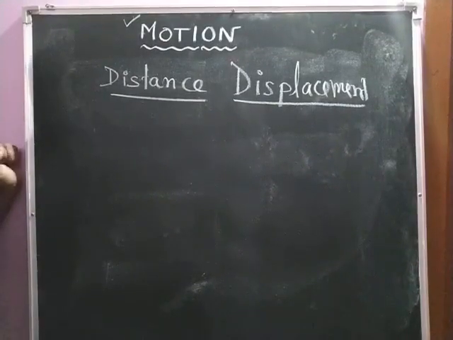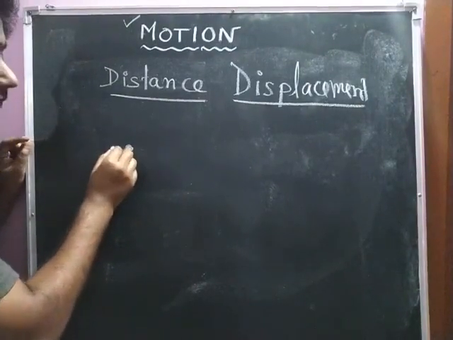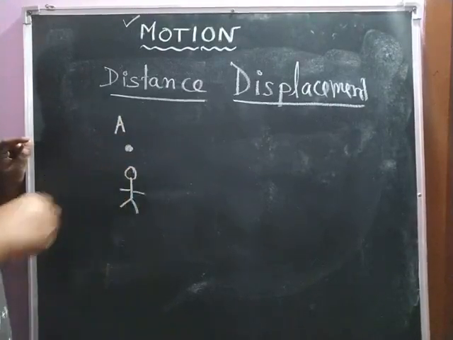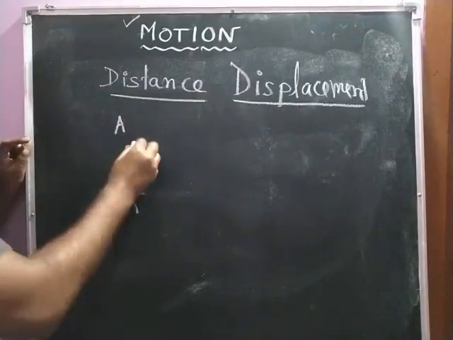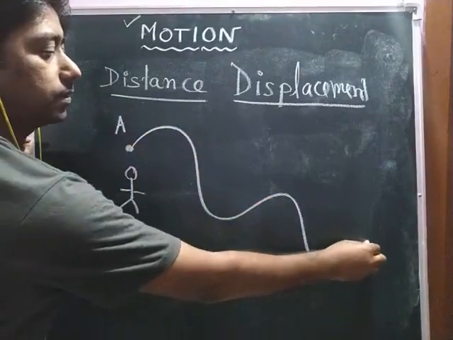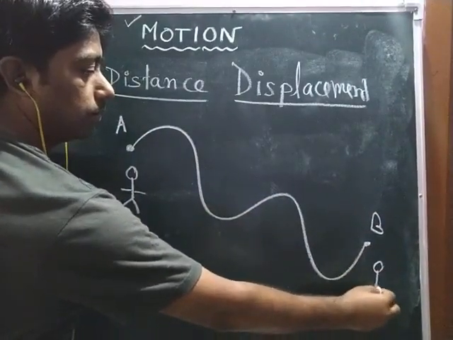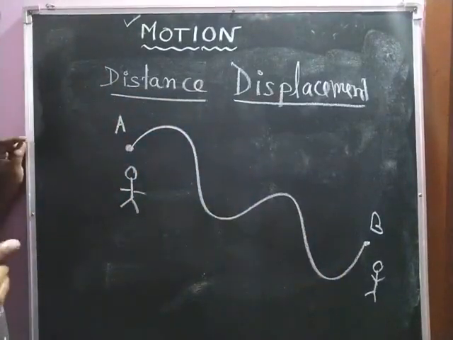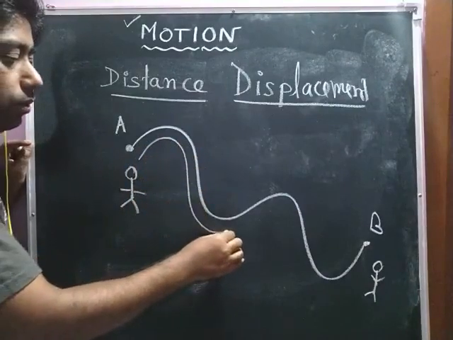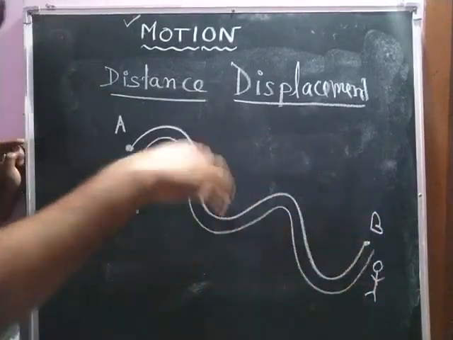What is distance? Suppose this is a point A, and a person is standing here. This is a curved road that the person takes to reach another point B. Listen carefully what is happening. The person is traveling through this path slowly and he is at point B after some time.